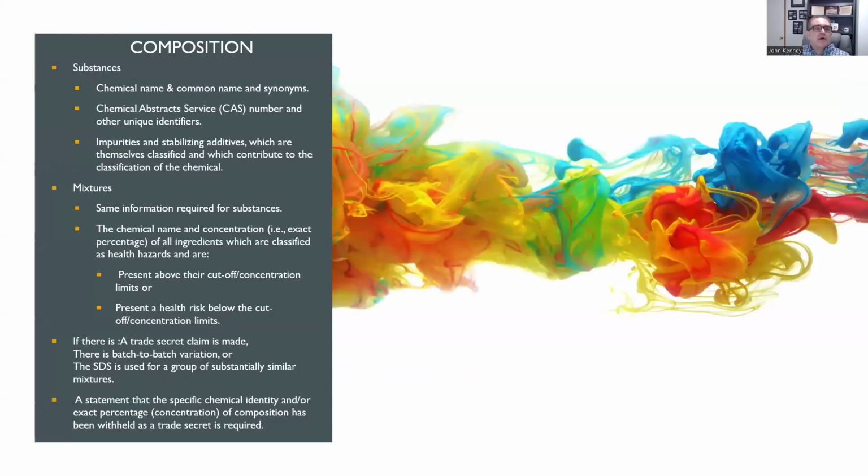Composition. Substances: chemical name and common names and synonyms, chemical abstracts number, impurities and stabilizing additives which are themselves classified and which contribute to the classification of the chemical. Mixtures: same information required for substances, chemical name and concentration with the exact percentage, and all ingredients which are classified as health hazards and present above their cutoff concentration limits. So again, they're going to give you the limits that you can handle without being over the risk factor, or present a health risk below the cutoff concentration limits.